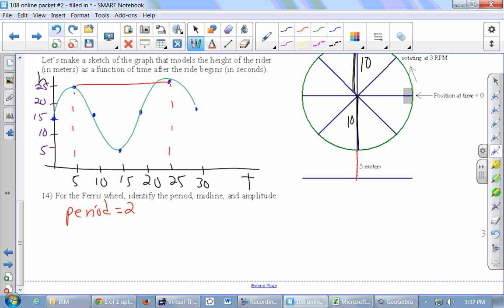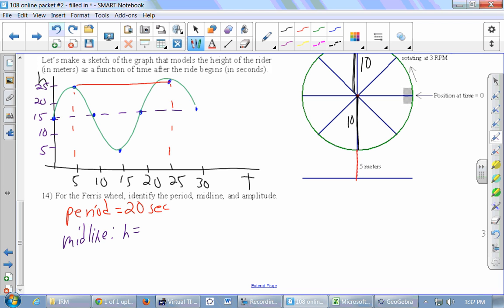Which makes sense because that was how long it took us to make 1 complete revolution, and then the whole process starts over again. The midline is y equals, or maybe h equals. So it's the middle. The middle is right here at 15. Middle is at 15. So h equals 15 is the midline.